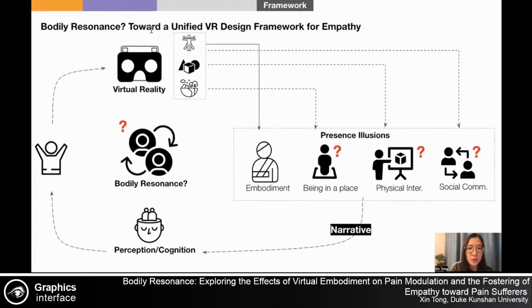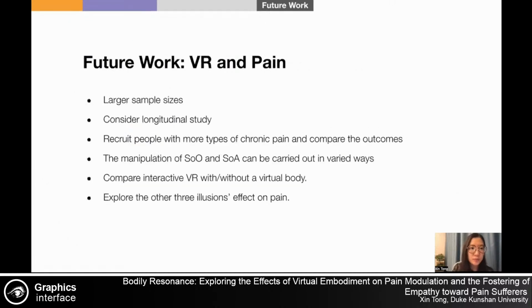Can a real body resonate with a virtual body, so the brain can believe what the virtual body sees and make sense of it, leading to cognitive and affective changes? If so, how do such changes happen? And what are the impacting design factors? Further, how will the other three types of presence illusions contribute to the bodily resonance? This framework here is a starting point for a systematic investigation of how embodied VR affects pain and empathy, and can also inspire future research.